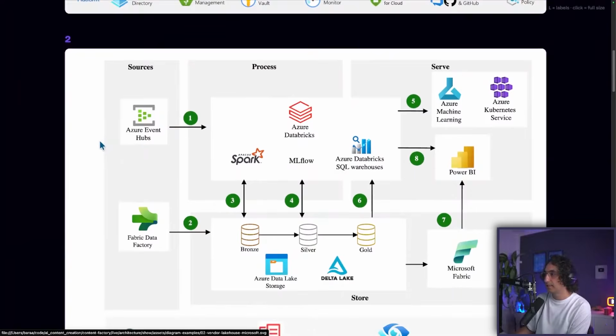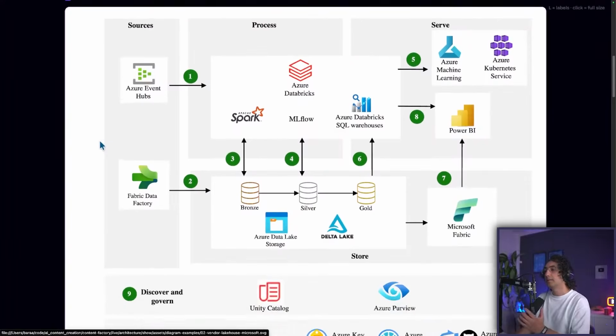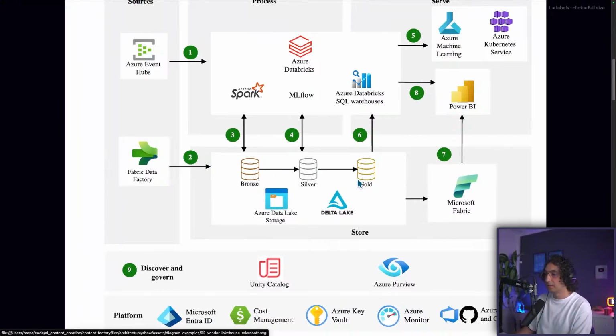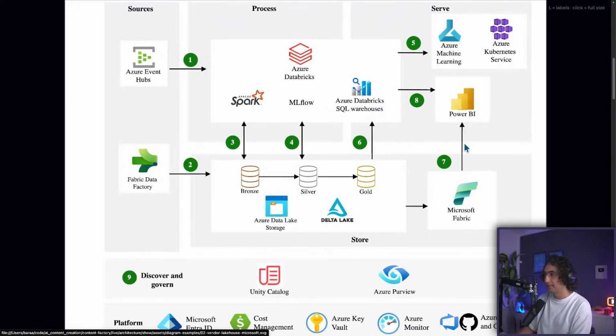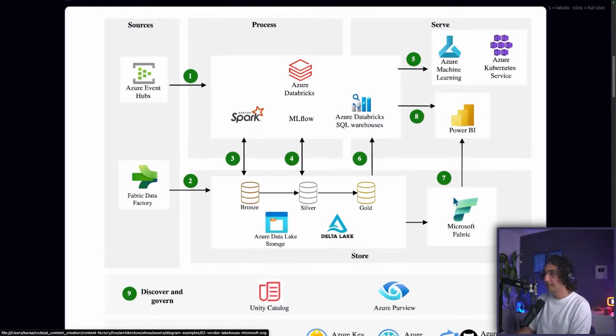Same thing here. You might see this picture and you say, wow, this is perfect. Look at this. We have bronze, silver, gold. We have Delta Lake. We have, I don't know, Unity Catalog, Power BI, Fabric. Perfect. If I am becoming a data architect, I'm going to draw this one, right? This is my reference to become a data architect. Again, this is wrong. This is not a data architecture, my friends. This is again a vendor architecture.